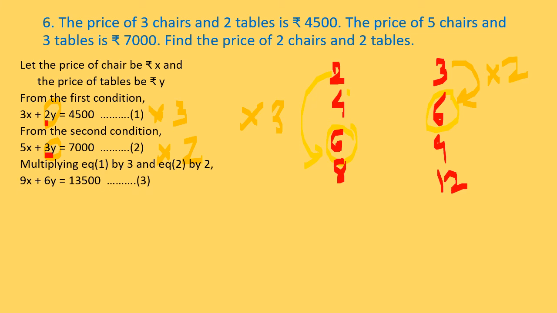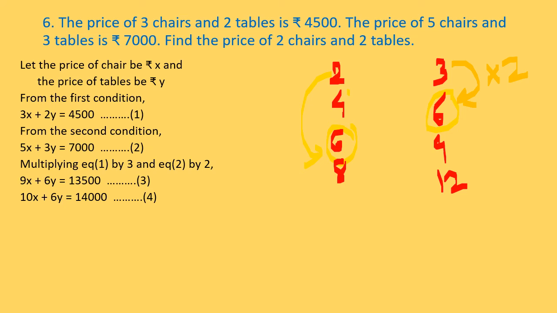See, 3 into 3 will give us 9, 3 into 2 will give us 6 and 4,500 into 3 will give me 13,500. Similarly, for 5x plus 3y, 5 twos will be 10, 3 twos will be 6 and 7,000 times 2 will be 14,000. So this is what I'll get. Now since we have changed equations 1 and 2, we are no longer going to make use of them. We are going to now use only equations 3 and 4.